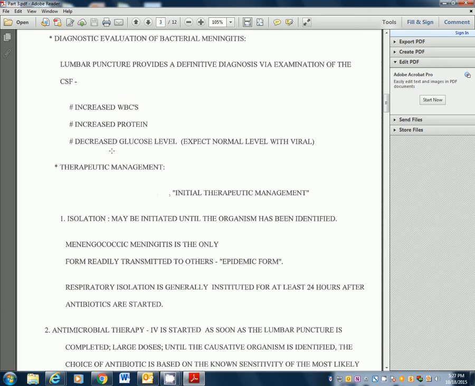Your pressure is usually around 70 to 180. Crying and things like that elevate the pressure, so you have to be very careful and try to keep them calm. Usually the color, again, we talked about cerebral spinal fluid, is clear, and they may have to use something to calm the child.